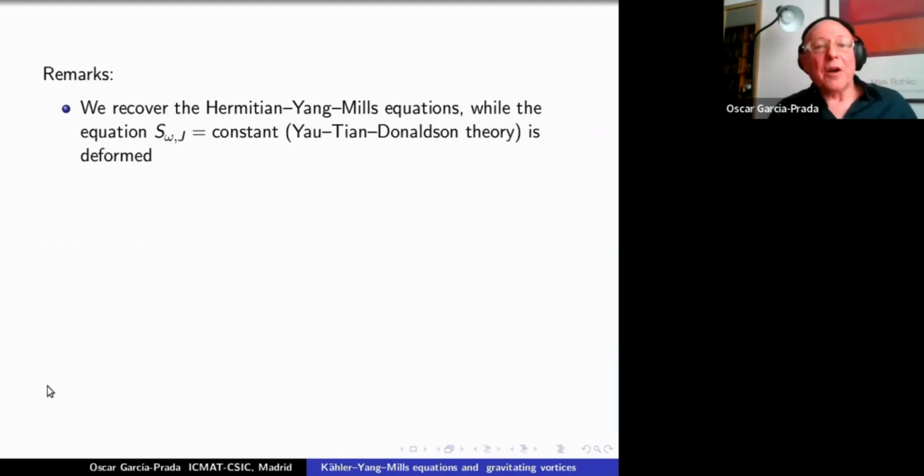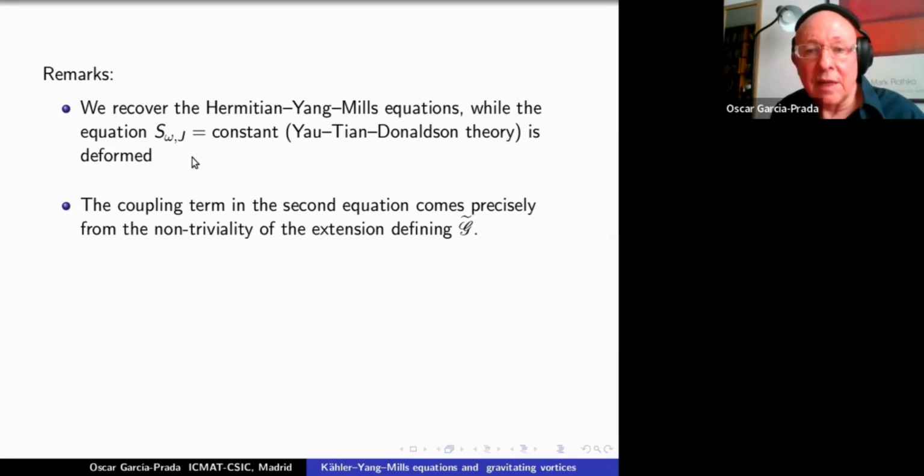Let me make some remarks. The first one is that we recover the Hermitian-Yang-Mills equations on the one hand, while the constant scalar curvature equation in the Yau-Tian-Donaldson theory is somehow preformed by this coupling with the square of the curvature of the connection.